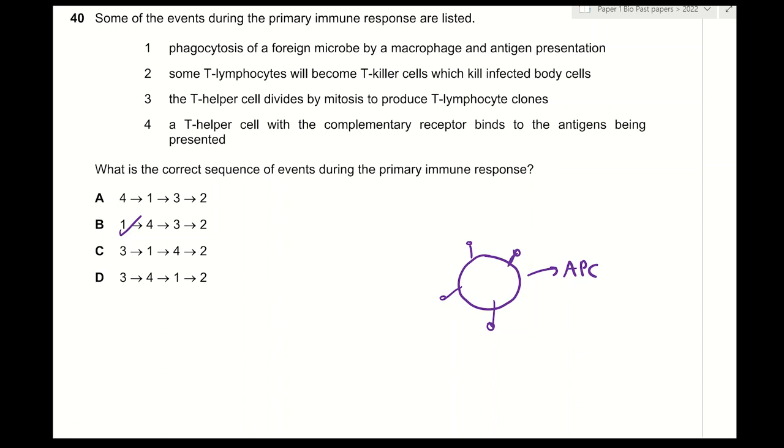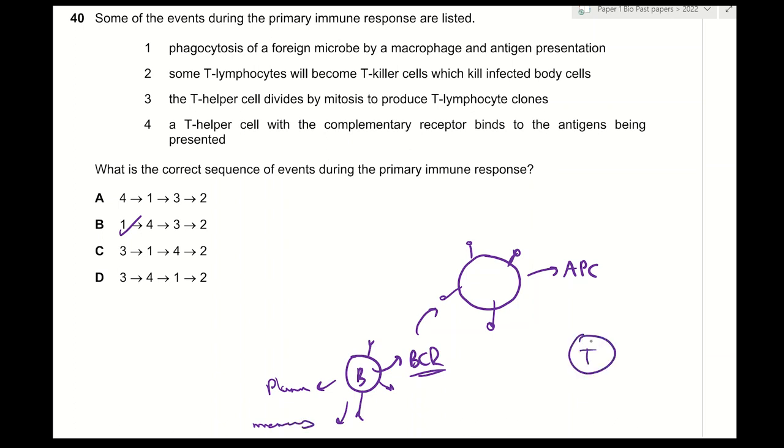Now what happens is that B cells and T cells with complementary B cell and T cell receptors to that antigen are stimulated. For example, the B cells with complementary B cell receptors to that antigen are stimulated to divide by mitosis. The B cells divide into plasma cells, secreting antibodies, and memory cells. And now the T cells with complementary T cell receptors to this antigen that was presented by the antigen presenting cell are also stimulated to divide by mitosis into T helper cells and T killer cells. Therefore, 4 is going to be correct.